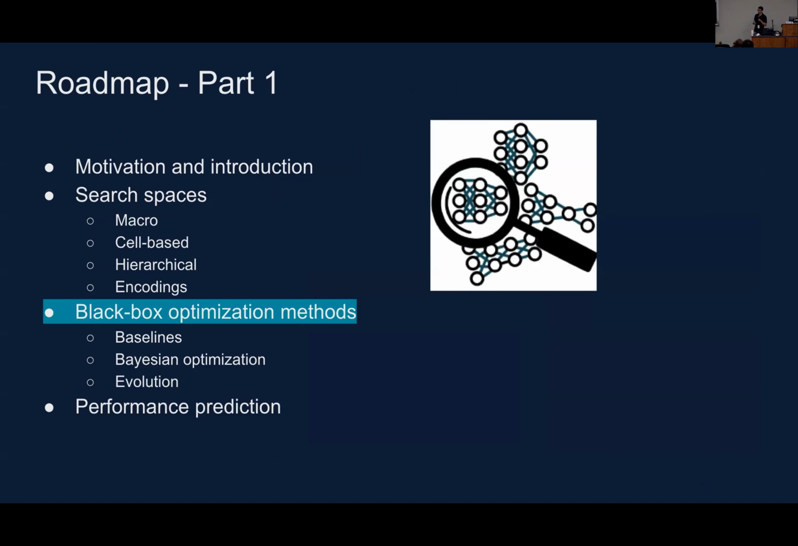Next, I'm finished talking about search spaces. Now I'll talk about black box optimization methods, and then at the end, performance prediction.